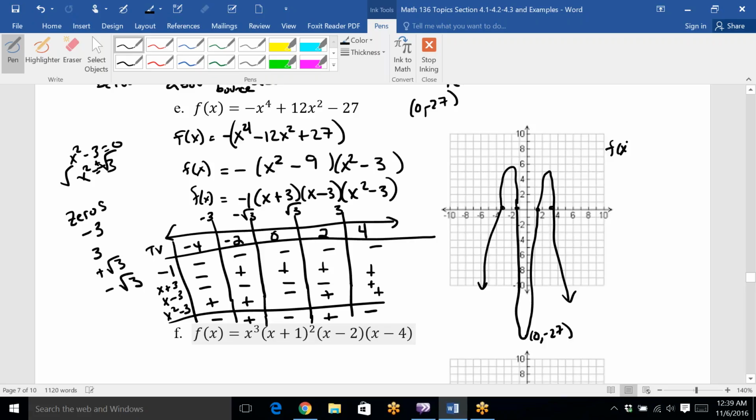So f of x was less than 0 at negative infinity to negative 3, union with negative square root of 3 to square root of 3, union with 3 to infinity. F of x was greater than 0 from negative 3 to negative square root of 3.